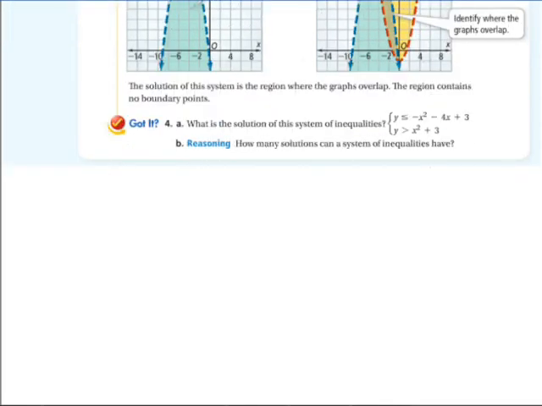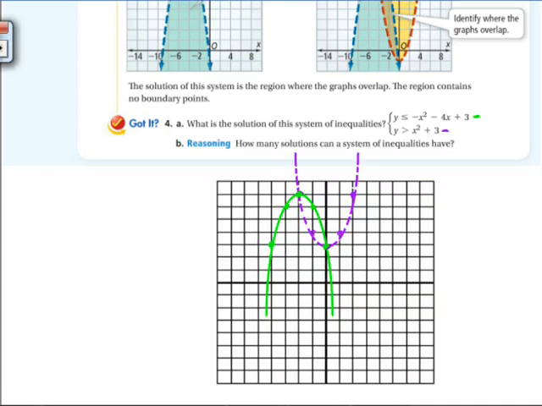Let's take a look at 4a. What is the solution of this system of inequalities? So we'd have to graph both of those. Let's go ahead and pause the video here. You can practice graphing some inequalities or graphing some quadratics, and then we'll look at them. Go ahead and pause the video now.